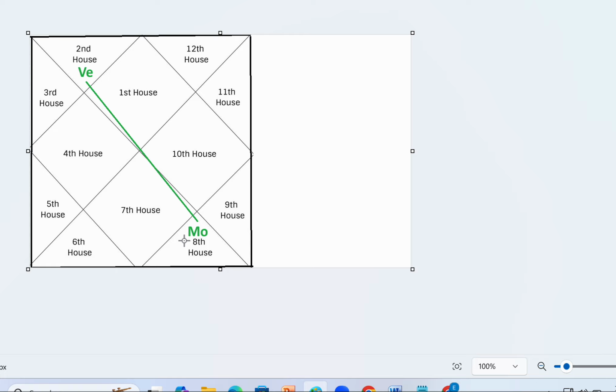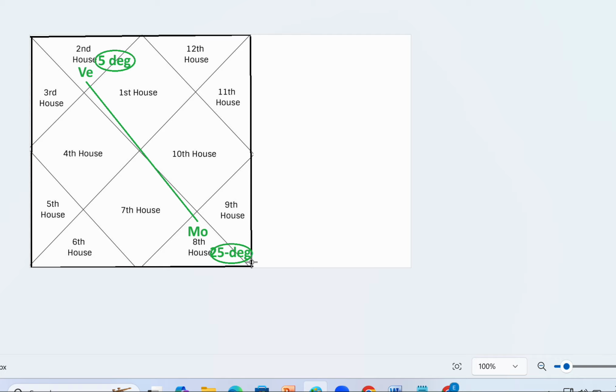Yes. Okay. Now I'm going to add another dimension to this. Now you tell me whether these predictions will be correct or not. Okay. Now Moon is at 25 degrees in Scorpio. And Venus is at 5 degrees in Taurus.